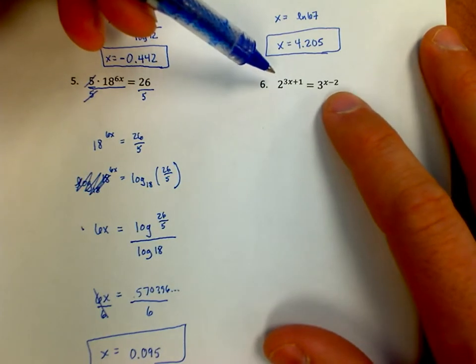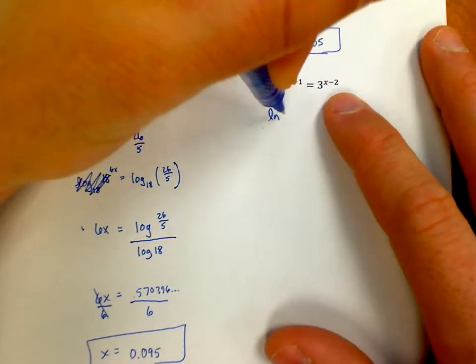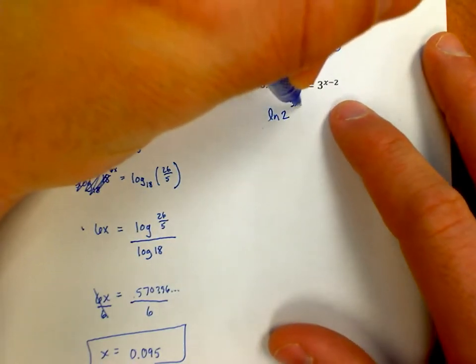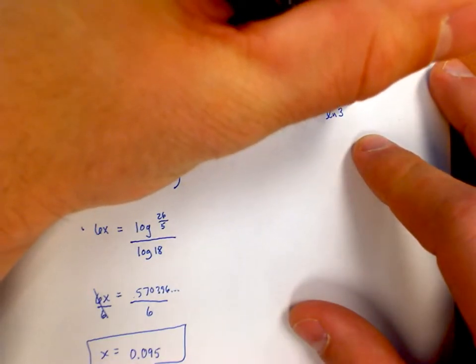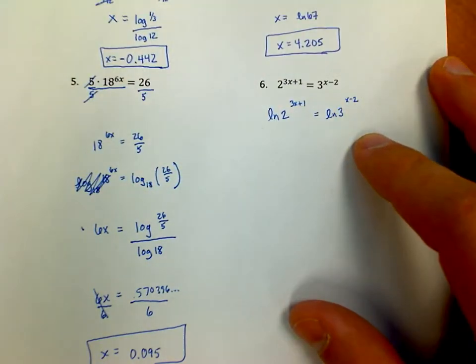Your best bet is just to do the natural log of both sides. So I'm going to do the natural log of 2 raised to the 3x plus 1 is equal to the natural log of 3 raised to the x minus 2. You could do log as well. It's fine. It's going to give you the same thing in the end.